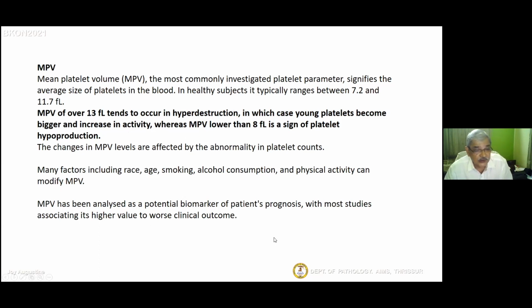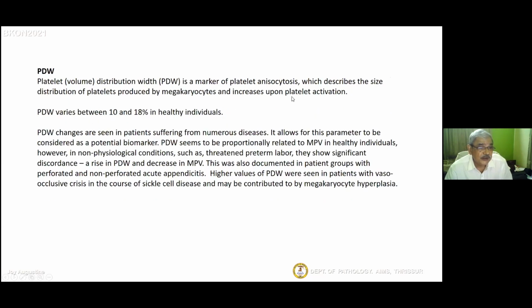Of course, PDW. It is a marker of platelet anisocytosis, and it is not a very significant marker, but it will tell you the degree of platelet anisocytosis. It's very non-specific. And PDW is very high in myeloproliferative disorders, and it's very evident in the peripheral blood smear also.